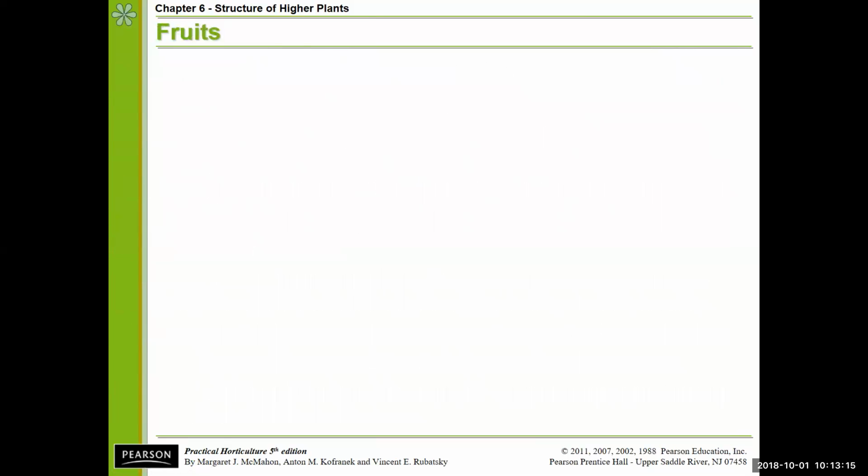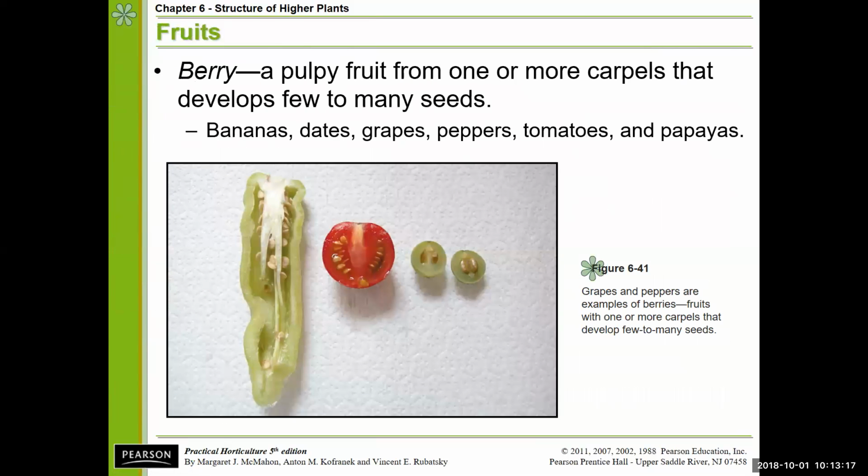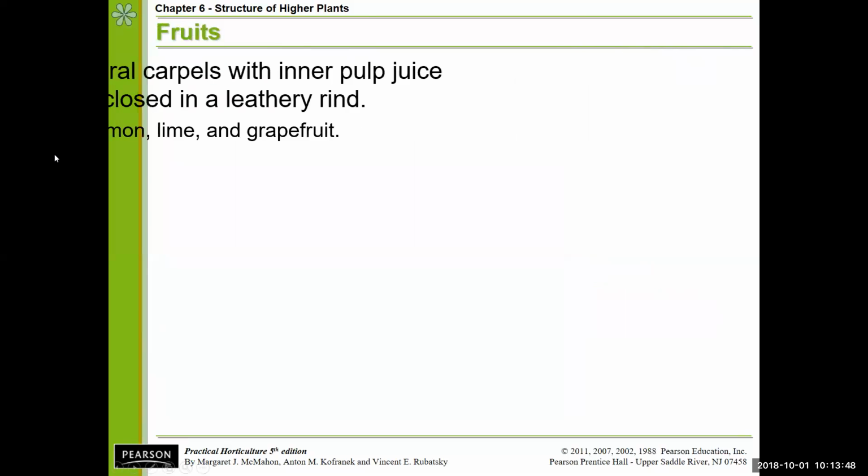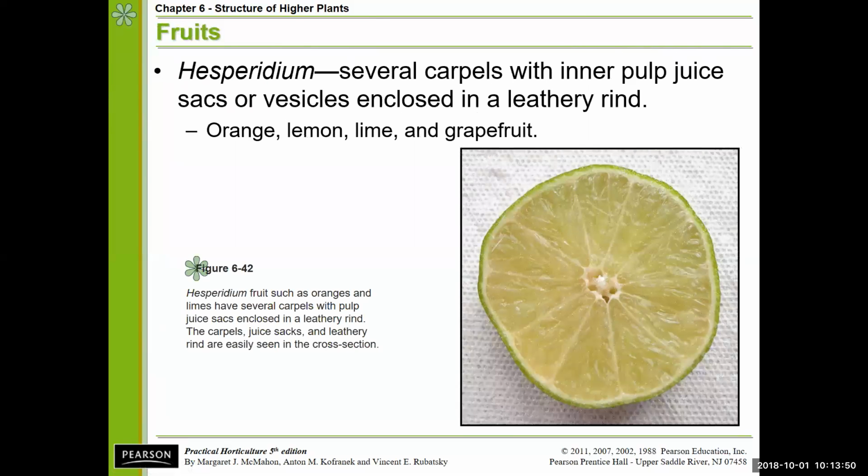And we have many different kinds of fruits. We have simple fruits. We've got fleshy fruits. Looking at fleshy fruits, we've got berries, which, again, berry is a term that is often used kind of incorrectly in the botanical sense, because technically bananas, dates, grapes, peppers, tomatoes, and papayas are all berries. And that's because they have this kind of specialized pulp in which they have carpels connecting to the seeds. And those are berries. Some of the things that we call berries are actually not berries at all.